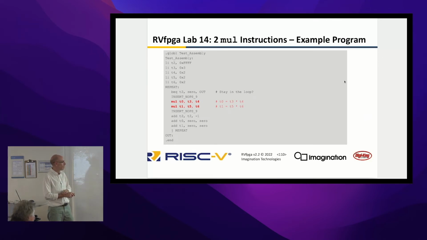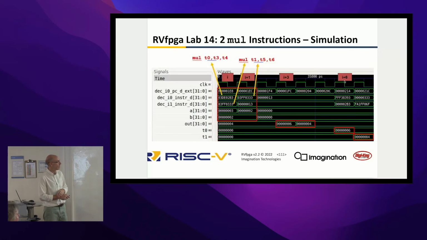We have 2 mul instructions that we force to arrive at the decode stage in the same cycle. We surround them with NOP instructions as usual, and we obtain this Verilator simulation where we can see that in cycle I, the 2 mul instructions arrive at the decode stage, but given that there's only one multiplier, the second mul instruction will stall in that decode stage and only start executing in the following cycle, cycle I+1.